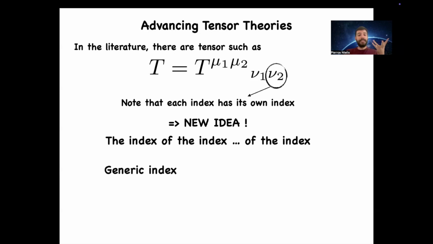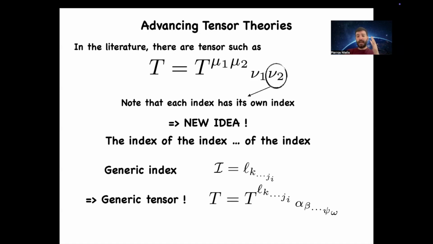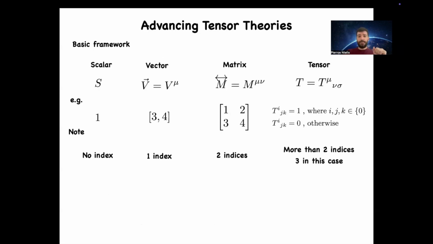And this can create a generic index, which is a mathematical calligraphy I, basically L of K through of J through I. What does this make us? A generic tensor, T, which has L through I and alpha, beta through psi and omega. Therefore, we can build this new mathematical object, and this has a huge amount of applications in mathematics, physics, engineering, and other parts of science. So let's discuss here the geometrical and topological interpretation of this kind of mathematical objects.